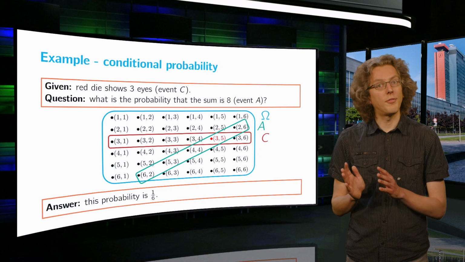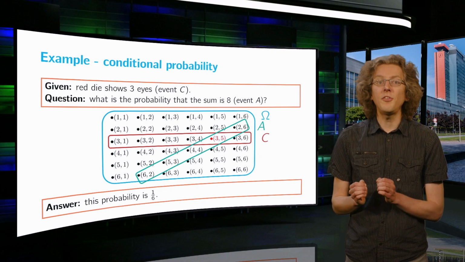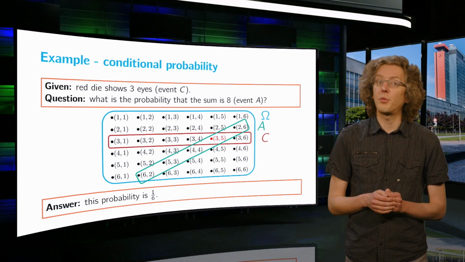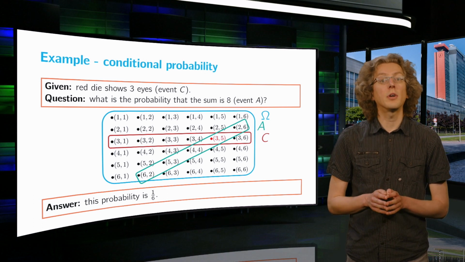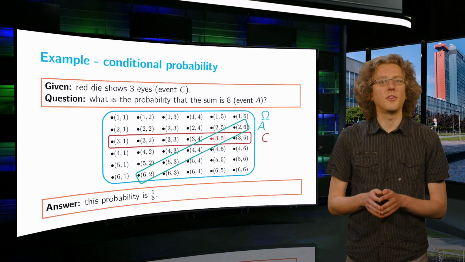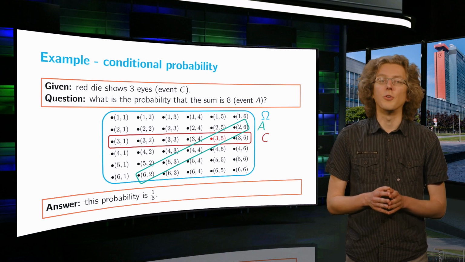So, we started with a sample space of 36 outcomes. Because of the given information, this was reduced to just the 6 outcomes where the red die shows 3 eyes. Out of those 6, there is only one outcome for which the sum is 8. This is a very simple example of a conditional probability, where logical reasoning suffices to come to the conclusion.